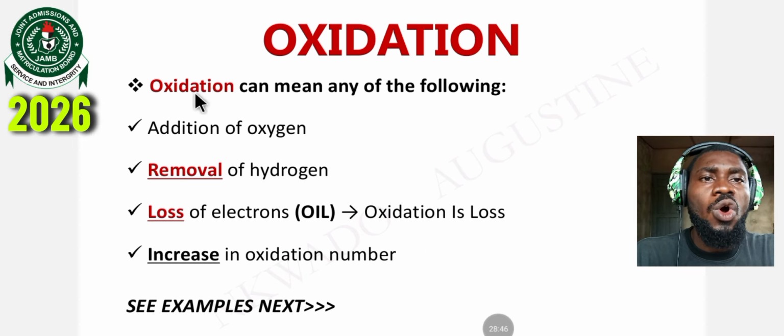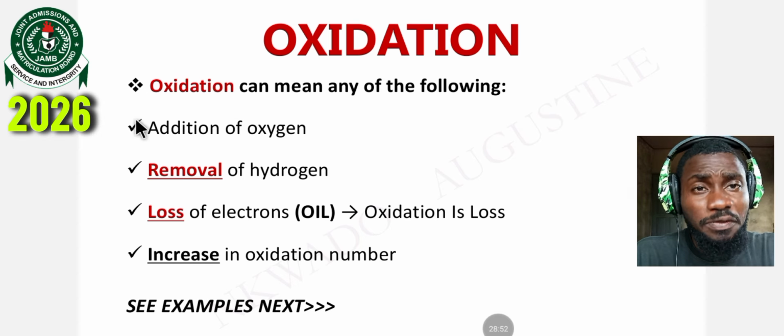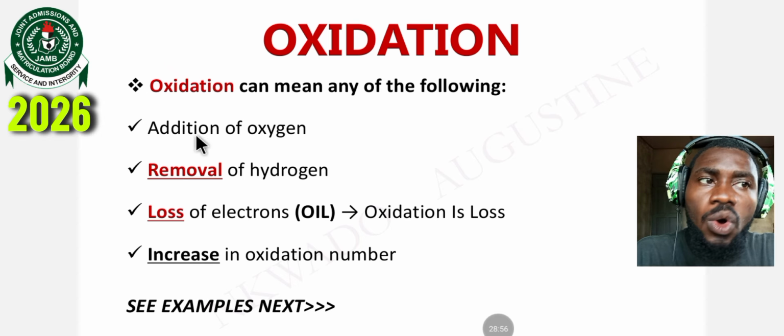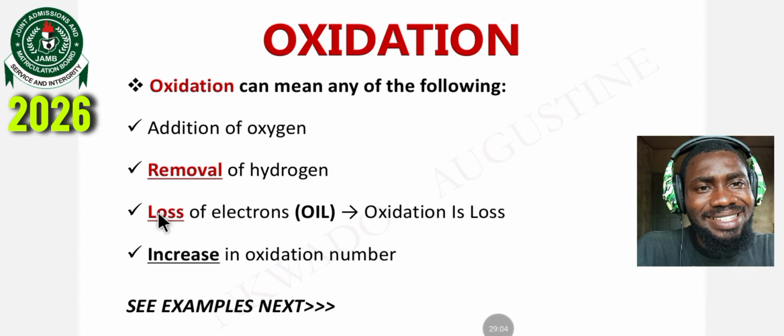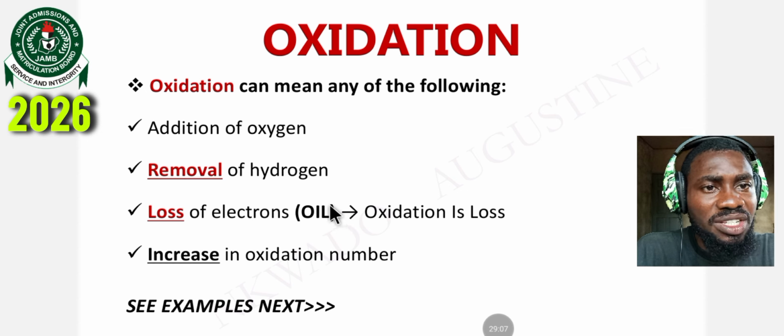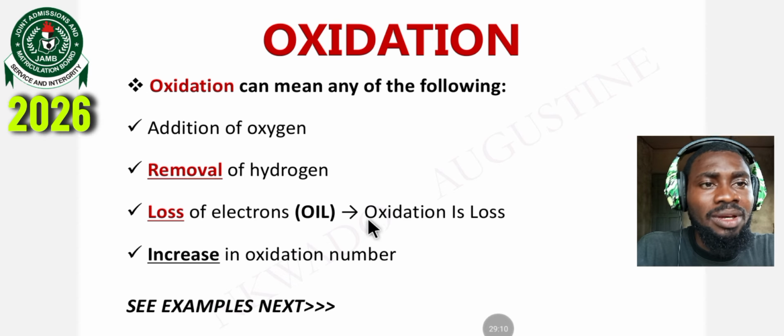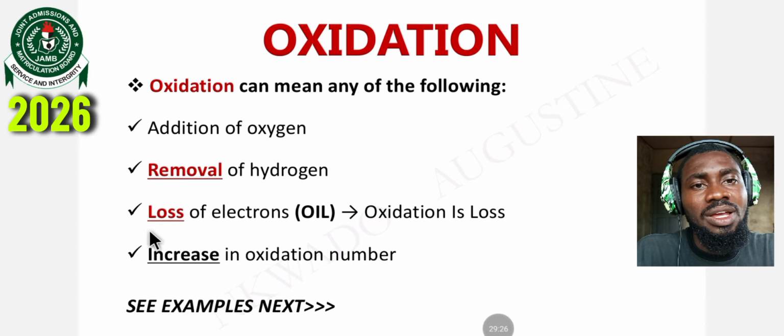Oxidation. Take note of the color coding, red. Oxidation can mean any of the following. The first meaning, it can mean the addition of oxygen. Take note. The second meaning, it can mean the removal of hydrogen. Take note. The third meaning, it can mean the loss of electrons, which is the OIL acronym. Oxidation is loss, that's the OIL acronym. Oxidation is loss, electron is loss.